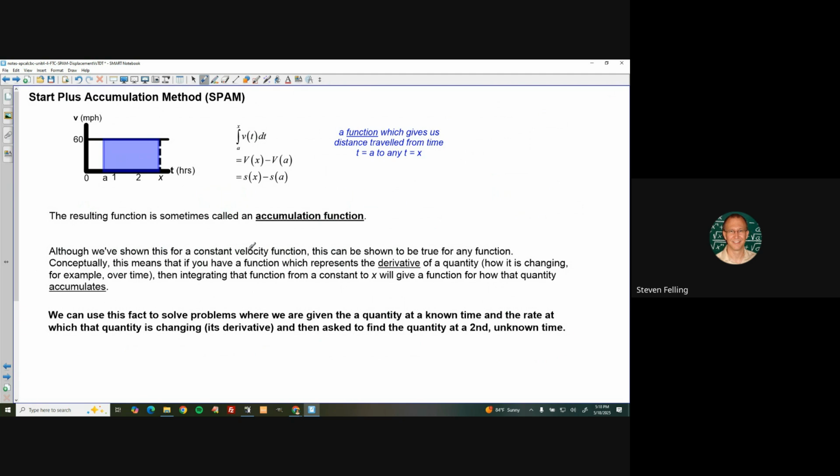Now, although we've shown that this is true for a constant velocity, which is intuitive, the proof that we showed in the last section video shows that this is true for any function. Conceptually, it means that if you have a function that represents the derivative of a quantity, how it's changing, for example, over time, then integrating that function from a constant to x will give a function for how that quantity accumulates. We can use this fact to solve problems where we're given the quantity at a known time and the rate of change of that quantity, its derivative, and then we're asked to find the quantity at a second time. I know this is confusing when I'm explaining it with words, but when we go through some examples, it'll make more sense.